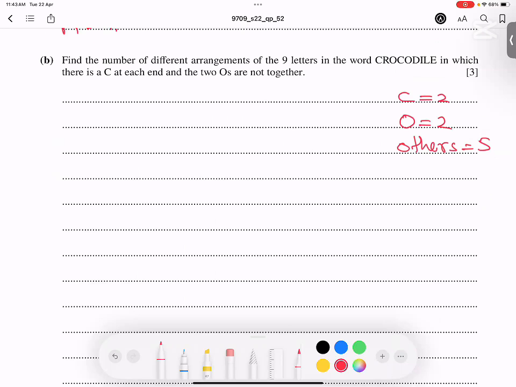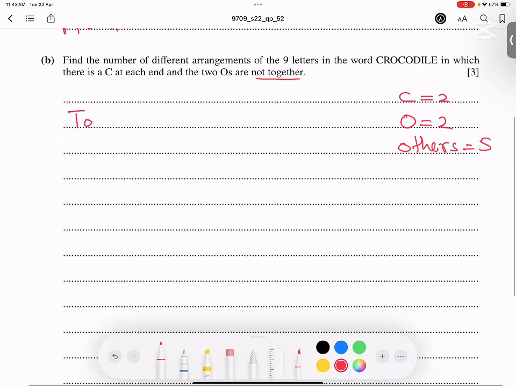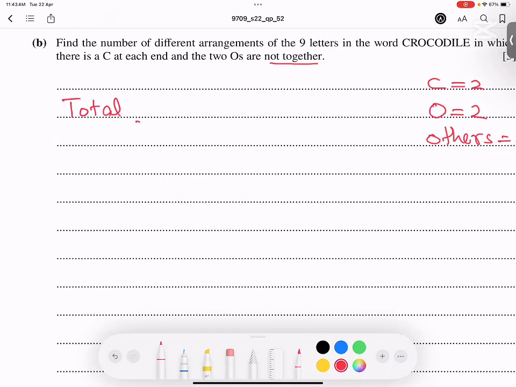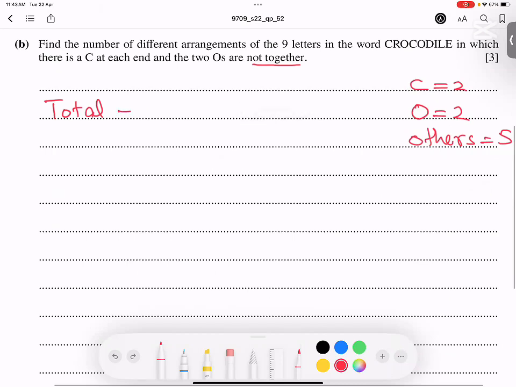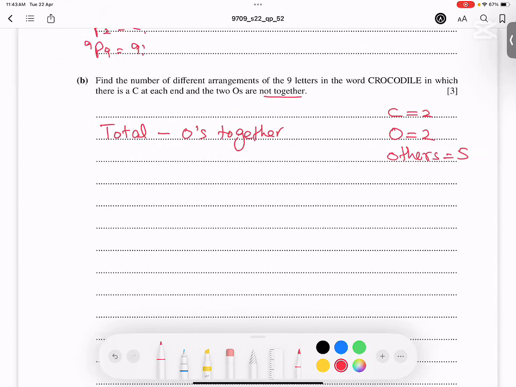And find the number of different arrangements of 9 letters in the word crocodile, in which there is a C on each end and the 2 O's are not together. Not together. He said not together. Okay. So how can we do it? Total options minus, I'll go for when O's are together. So this is a method to do the question. So when O's are together and when O's are not together. So let's discuss when O's are together.